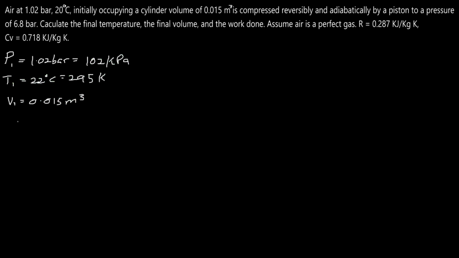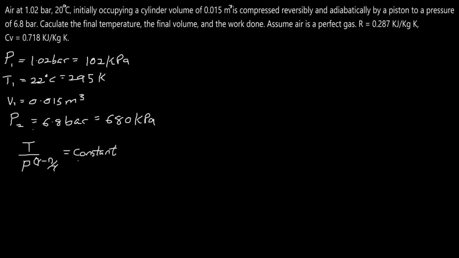We know P1 is 1.02 bar or 102 kilopascals. T1 is 22 degrees Celsius or 295 Kelvin. V1 is 0.015 meters cubed, and P2 is 6.8 bar or 680 kilopascals. We can calculate the final temperature using the PT relationship for an adiabatic process.